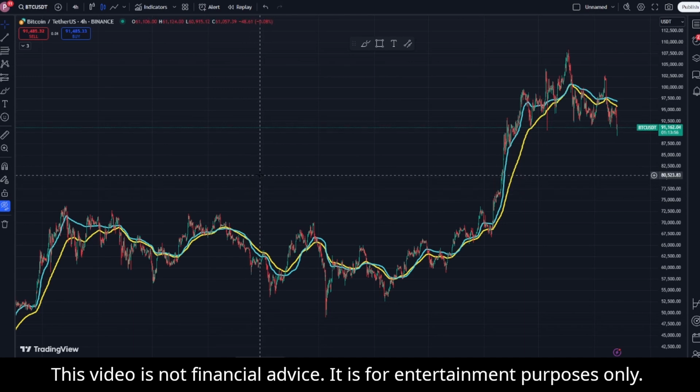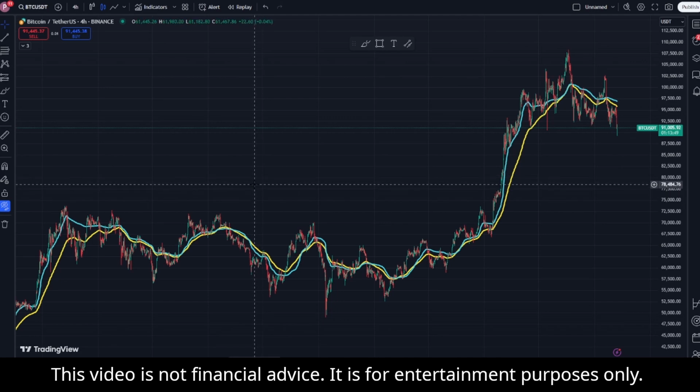Okay, so when the daily candlestick closes above the blue line, we enter long, and when it closes below, we exit.